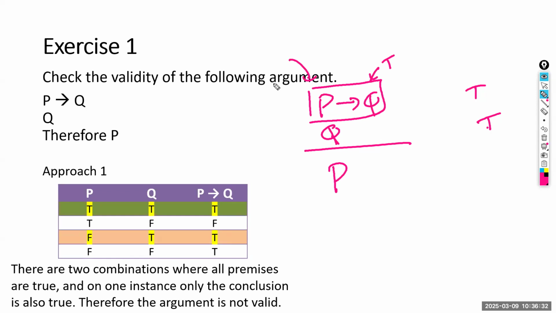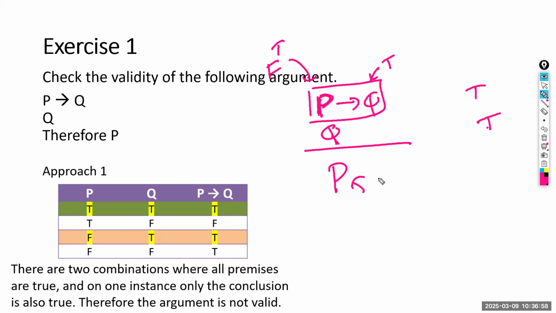What can you say about P? It must be true, or it must be false, or it can be true or false? Already we know that Q is true. P can be true or false, because when P is true, true implies true is true. When P is false, false implies true is true. So that means P can be true or P can be false.